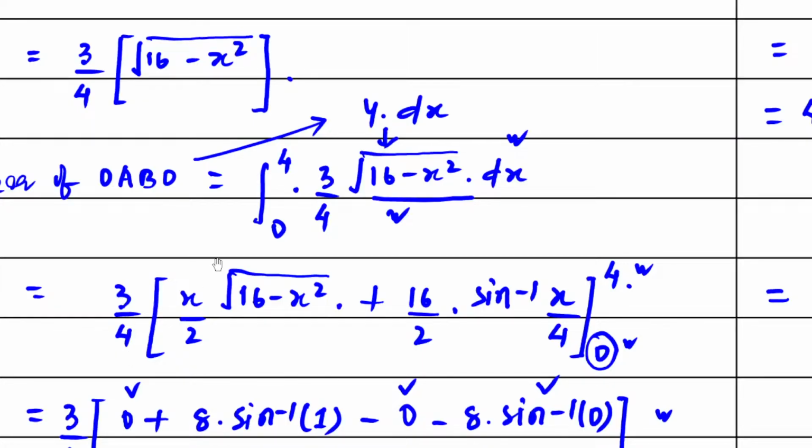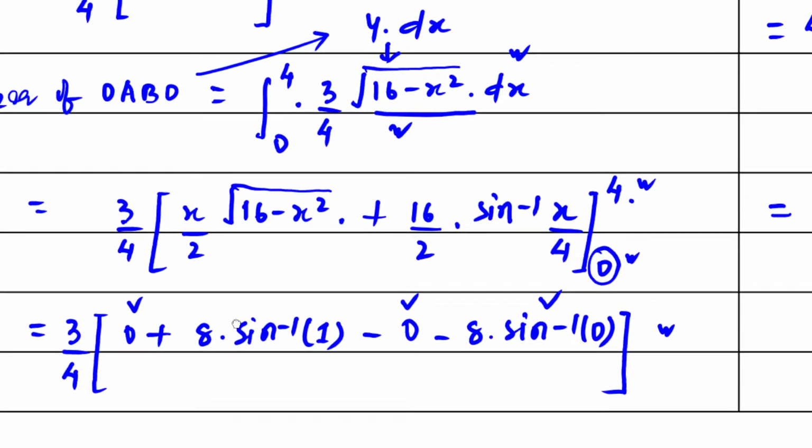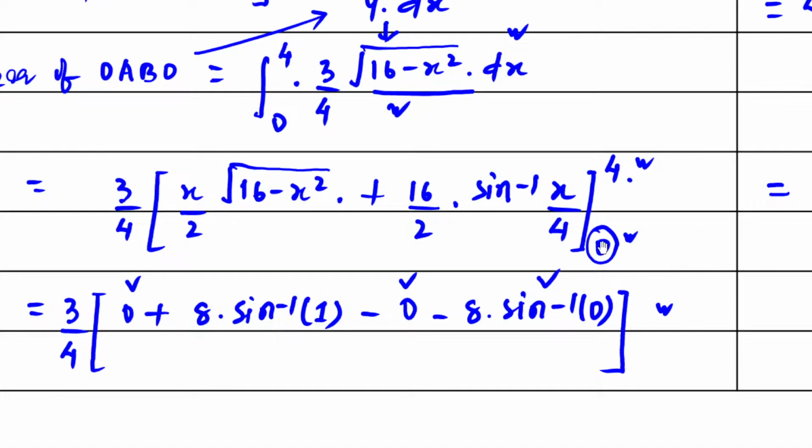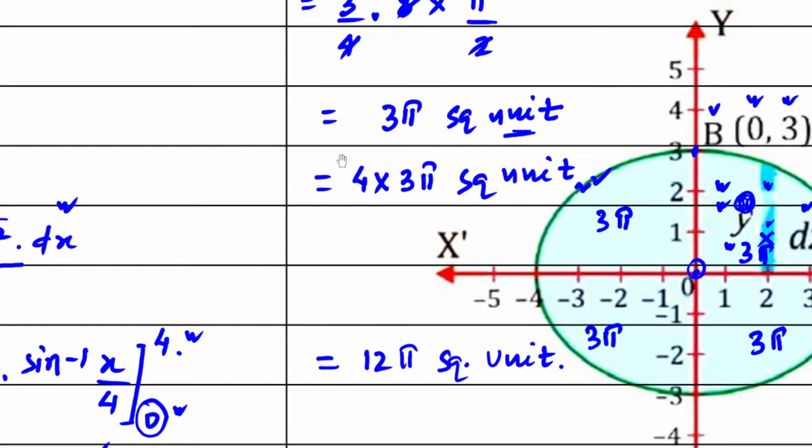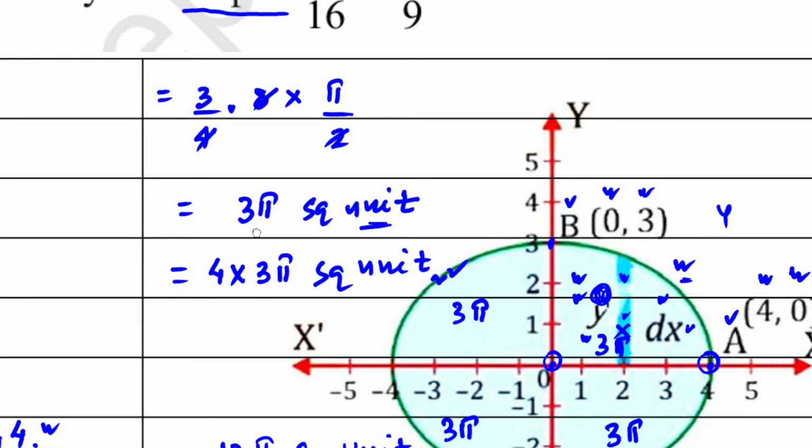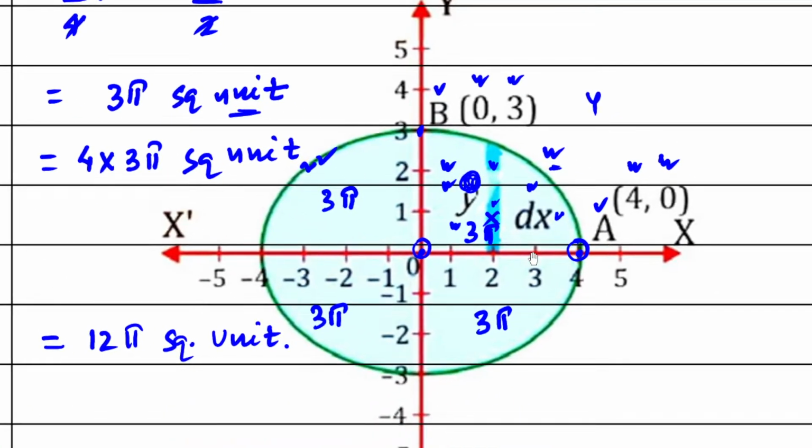Therefore I have written this one 3 by 4, and the integration of this one is x by 2 square root of a square minus x square plus a square by 2 into sine inverse x by a, from 0 to 4. After putting the value of lower limit and higher limit and a simple calculation, we get here 3π, which is the area of this part.